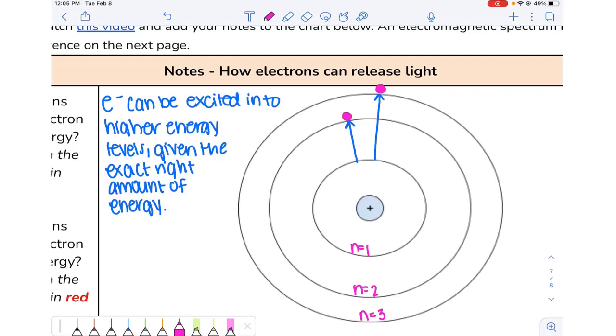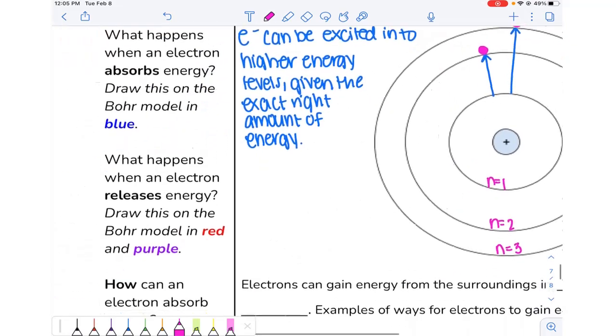So what happens when an electron releases energy? Well, just like a toddler coming down from their sugar high, an electron can relax or drop back into a lower energy level as long as it releases the same amount of energy that it took to get absorbed in the first place. So let's write ourselves a note over here.